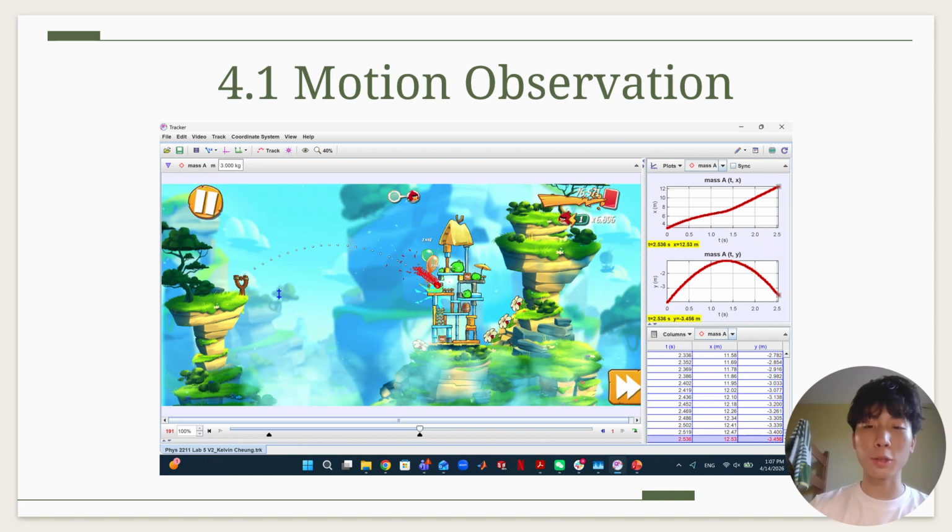First is the motion observation. As you can see, we play the Angry Bird game, and on the right side is the X and Y axis. We also remember to insert all of the initial conditions, for example, the mass of the Angry Bird is 3 kilograms, very heavy. You can see the X graph is almost a constant gradient. So it matches the constant x-direction velocity because there is no drag force. And the Y displacement is a projectile motion, like a quadratic curve.